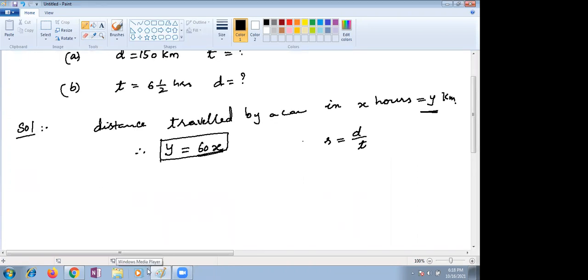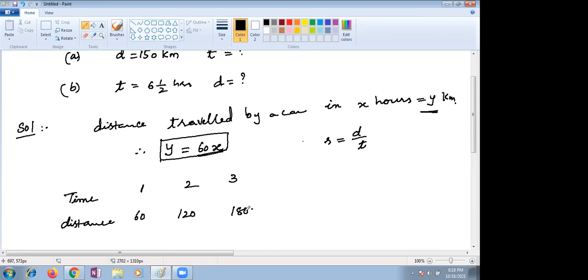How to build the table here? You have to take time and distance. If I take the time as 1 hour, it is already given that 60 kilometers will be traveled. Suppose I take 2 hours, that means 120 kilometers. Suppose 3 hours, that means 180 kilometers.